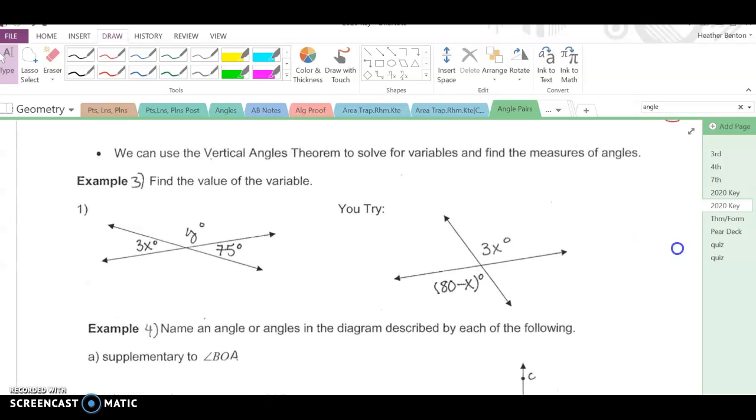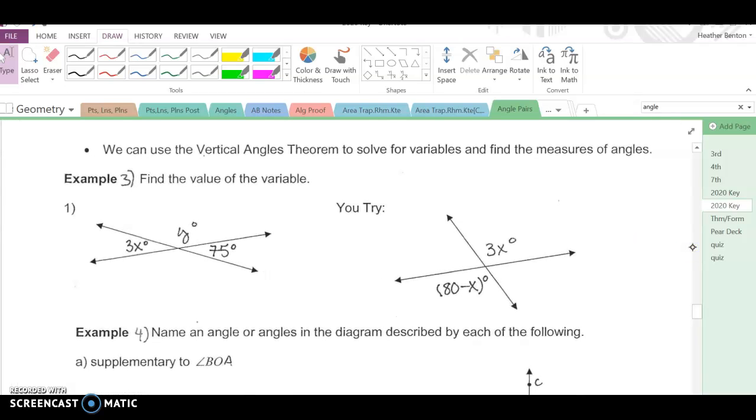Alright, so here in example 3, just before that it says we can use vertical angles theorem to solve for variables and find the measure of angles. So now that we know that 3x and 75 are vertical angles, I hope you're thinking about, since they are congruent, equating those to each other. So 3x equals 75. So to solve for x, you would divide by 3, and x equals 25.